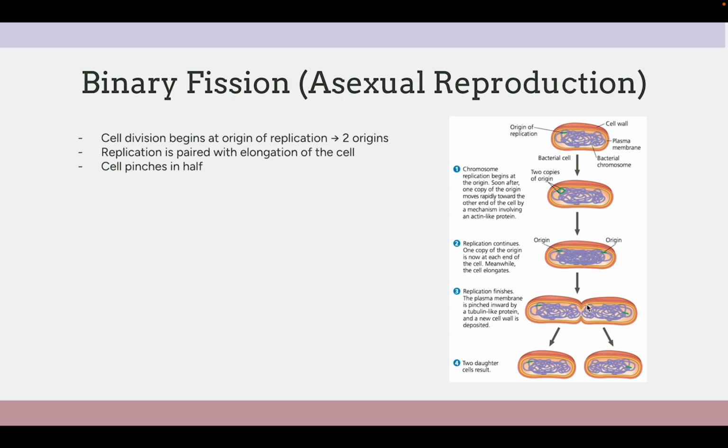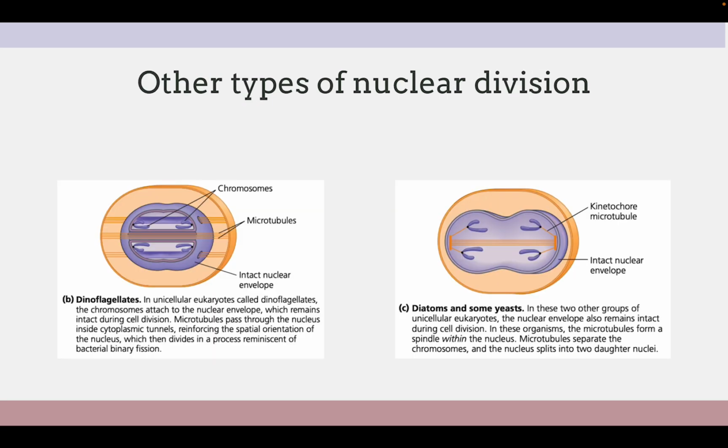Pretty much you are going to end up with a big cell, twice the size with twice the amount of DNA, and then that cell is going to pinch in half. That's what happens during binary fission. And this is what unicellular organisms are going to use to reproduce. And here are some other types of nuclear division.